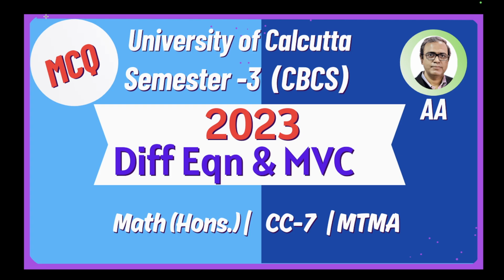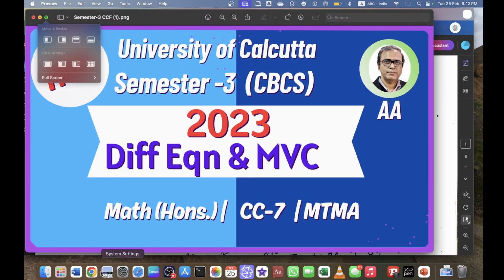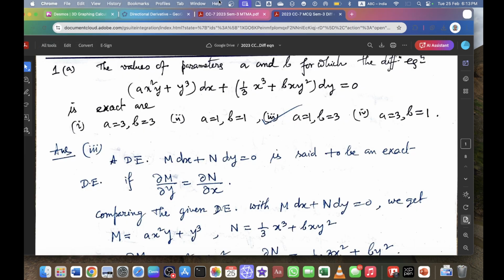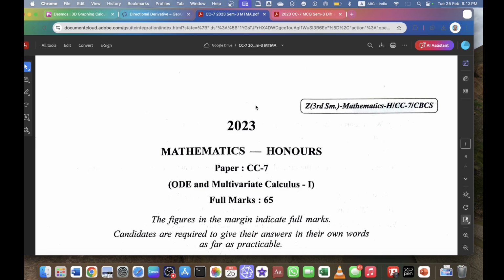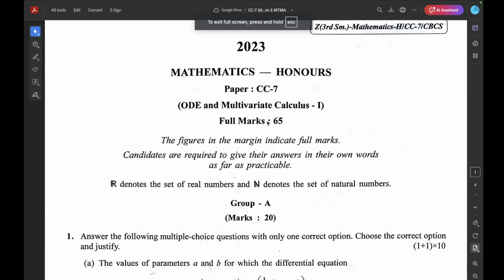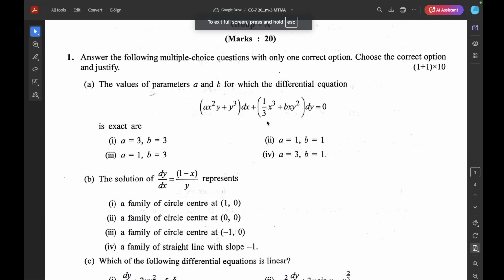Now we discuss MCQ from 2023 Differential Equation and Multivariate Calculus paper CC-7, semester 3, Mathematics Honors, University of Calcutta. Question paper 2023, paper CC-7, question 1a.